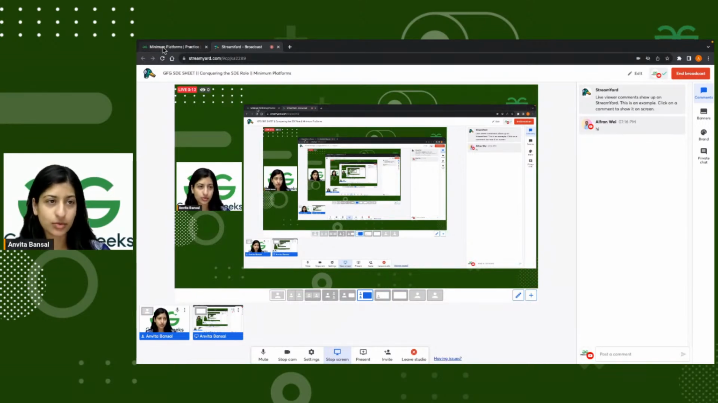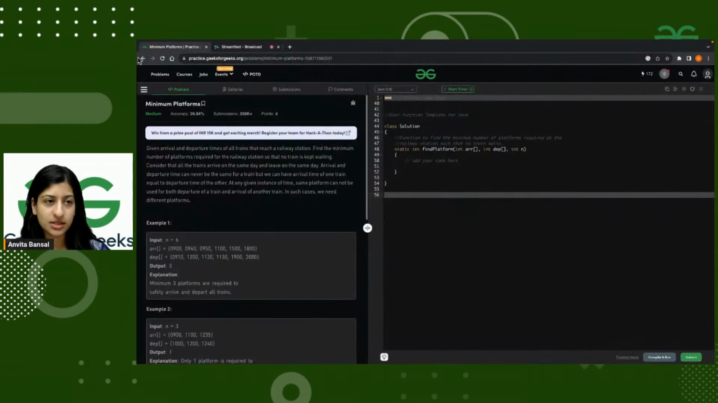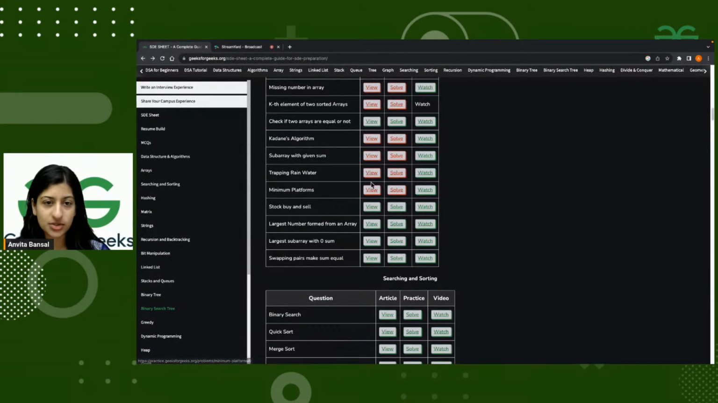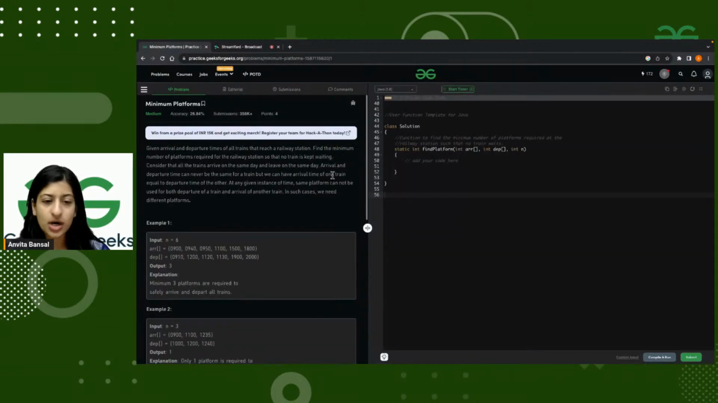So you all can see it here from the SDE sheet. If you go and click on solve minimum platforms, you come up with this problem. So let's go through the question. I assume you have already gone through it, but let's start with it.